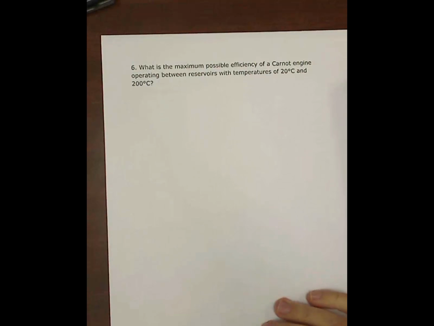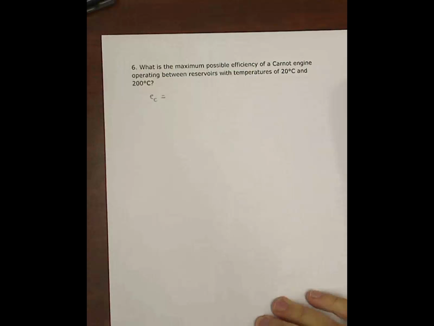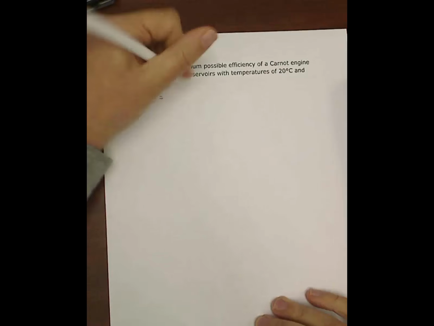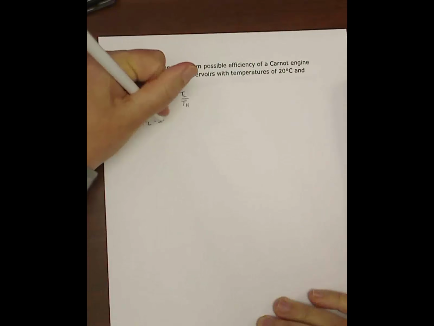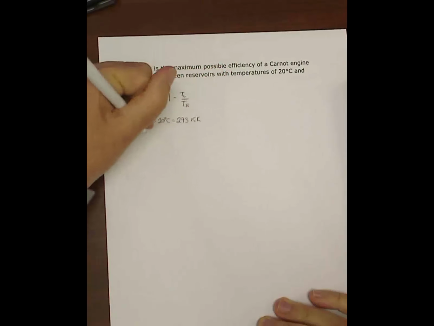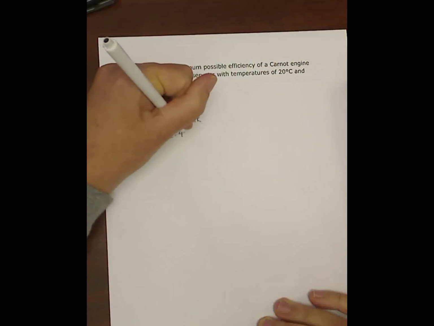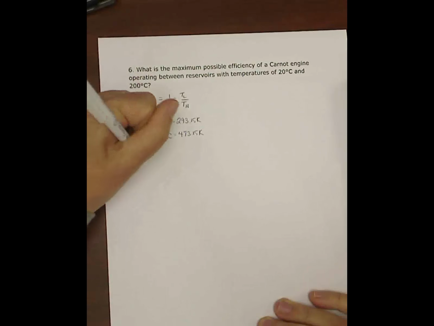Next question, for a specific kind of engine called a Carnot engine, we want to know what's the efficiency if it operates between reservoirs with temperatures of 20 degrees C for the low temperature and 200 for the high temperature. Well, for a Carnot engine, the efficiency is 1 minus TL over TH. Okay, we know TL is 20 degrees C. I need to put that into Kelvin, so that's 293.15 Kelvin. TH is 200 degrees C, so that's 473.15 Kelvin.